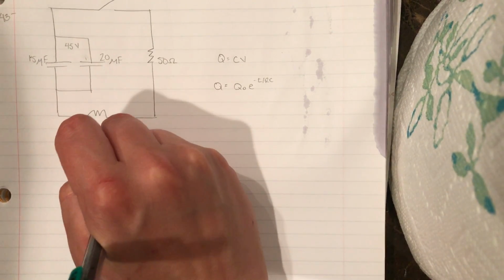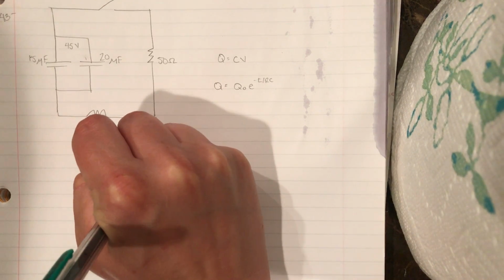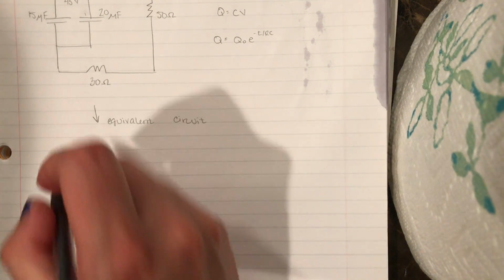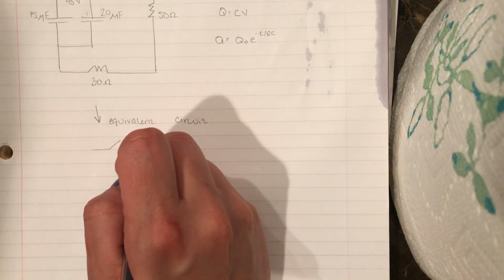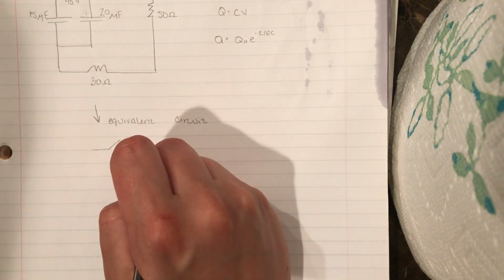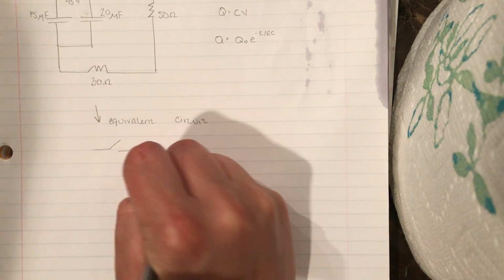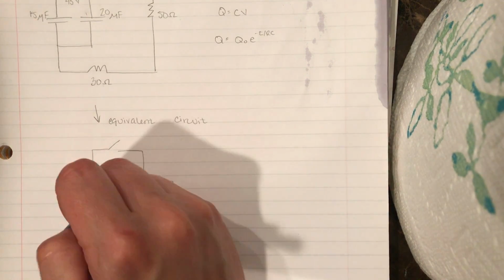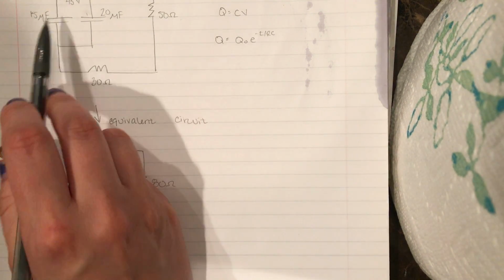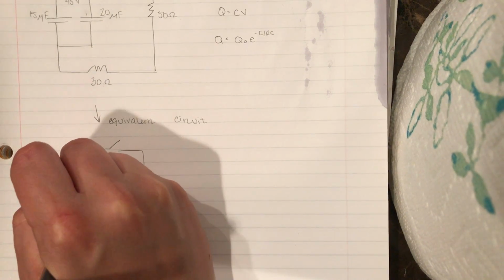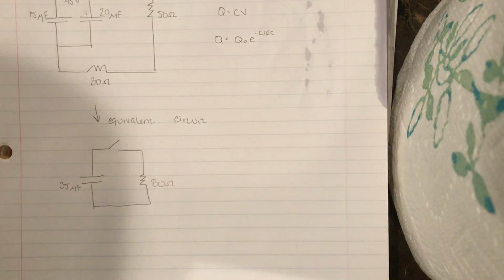So the equivalent circuit looks like so. We have our switch. We have one resistor with 50 plus 30 ohms, so 80 ohms. We have one capacitor with 15 plus 20, so 35 microfarads. Okay?